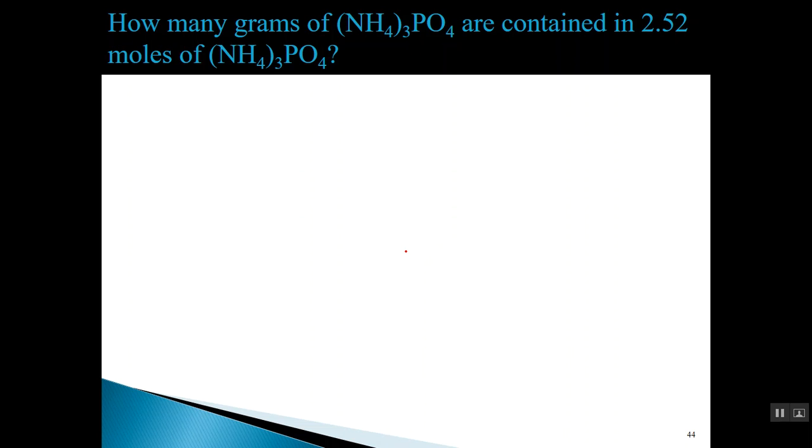In other words, you're given the moles of ammonium phosphate. So let me write this down here. You're given 2.52 moles of NH4 3PO4. And you're to find the grams of NH4 3PO4. All right. So of course we'd start off with what we're given.